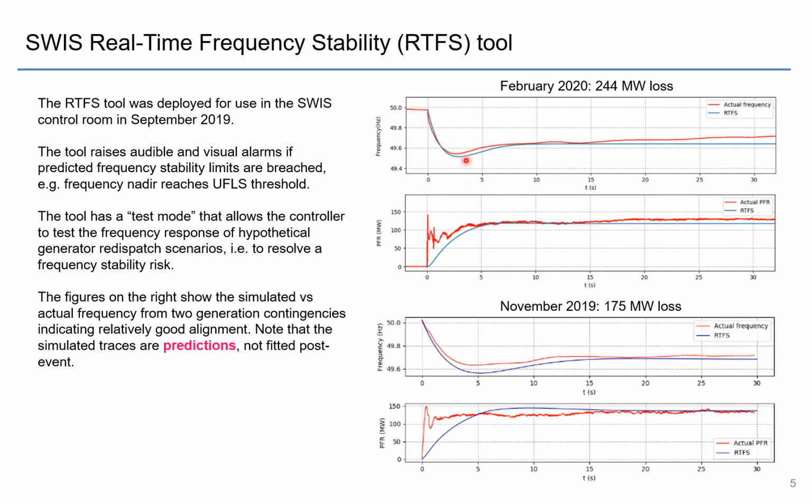We can see here that the tool is always a little bit conservative, which is a good thing because these are actually predictions, so they're not fitted traces post-event, but these are what we would have seen before the event happened. And you can see some pretty good alignment. And we've been pretty confident with the results from the tool thus far.